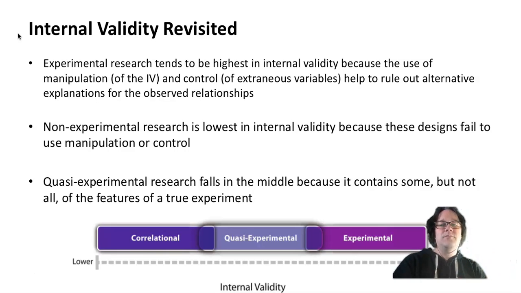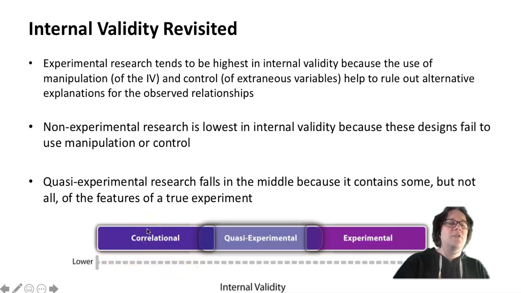Quasi-experimental research tries to contain some of the properties of an experimental design, but it tends to fall short of being a true experiment. So in terms of thinking about internal validity, are we really sure that this variable is causing changes in that other variable? Correlational and other types of non-experimental designs would be pretty low on the scale of internal validity. Experimental designs, particularly those that have a lot of experimental control, would be higher in terms of internal validity. And we'll see in the next chapter that quasi-experimental designs tend to fall somewhere in between here.